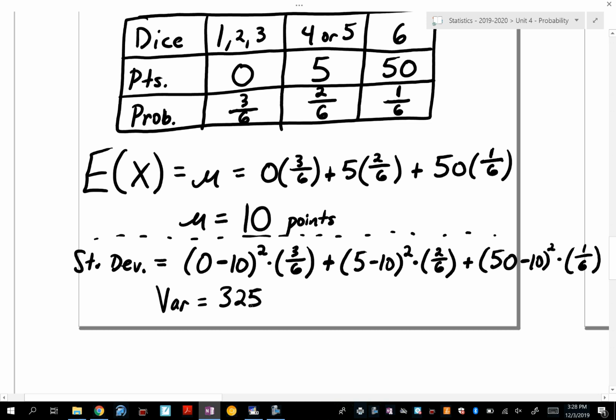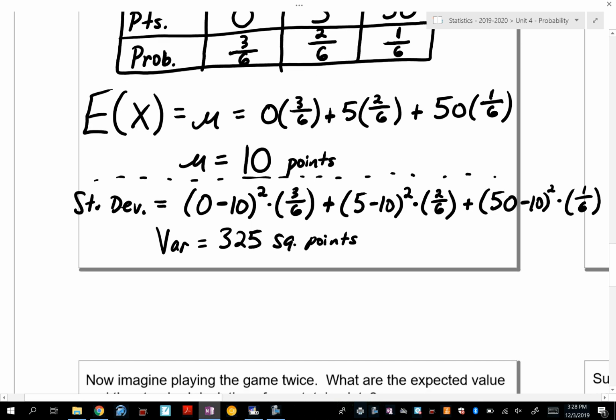Now, what are the units here? Do you know what the units I'm going to write here for the variance? Not points. So let's put those together. Squared points. That's so cute. Okay? Squared points. But do I want squared points? No, I just want points. So to find the standard deviation, we take the square root of that. So the square root of 325.